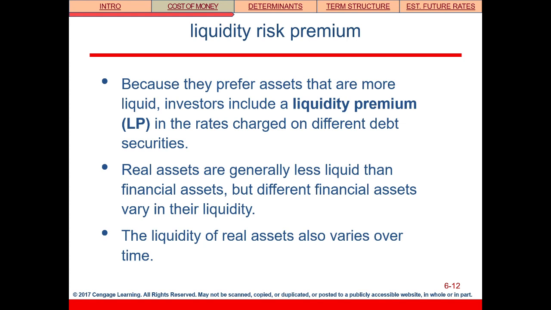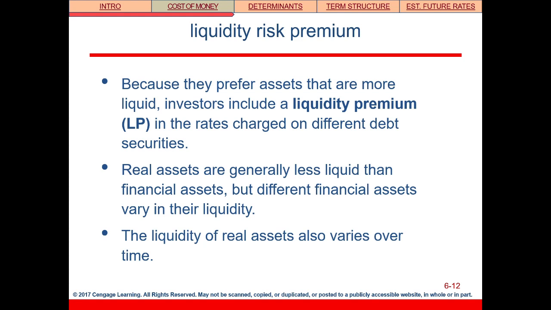So then in this case, those assets that are more liquid can pay you a relatively lower interest rate of return because of this liquidity premium. And real assets are generally less liquid than financial assets, but different financial assets vary in their liquidity. Usually, the stocks of big companies are more liquid than the stocks of small companies, and usually stocks are more liquid than bonds. Yeah, so different financial assets vary in their liquidity.